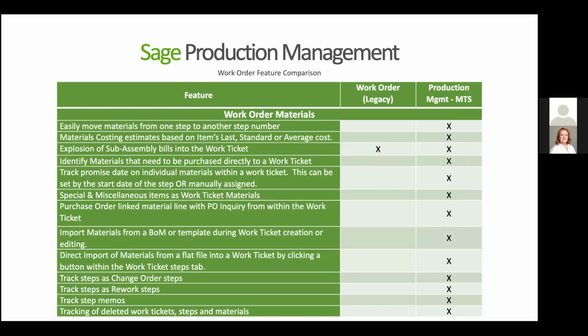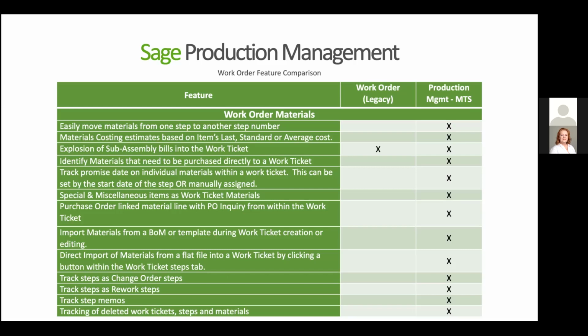Let's talk about materials before we get to the material transactions. It's really easy to move materials from one step to another, just like it's easy to move the steps. Material costing estimates based on an item's last, standard, or average cost, well, all three of those. We can identify materials that need to be purchased directly on a work ticket, right on a work ticket step. We can say, hey, purchase this. Track promise date on individual materials within a work ticket. Special and miscellaneous items can be used as components and materials, not just parent items. We can import materials from a BOM or template during work ticket creation.